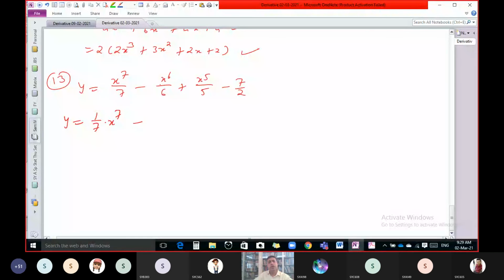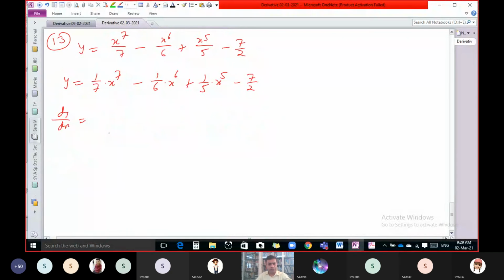So tell me, what do we have to write in this place? 1 upon 6 into x raised to 6. Correct. And this is 1 upon 5 into x raised to 5 minus 7 by 2 as it is. And now differentiate. Tell me the answer.